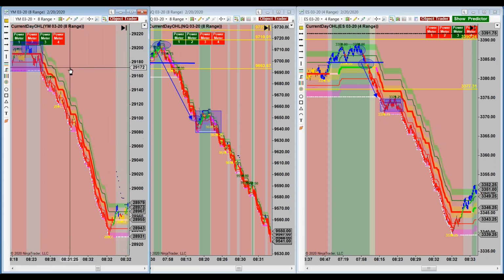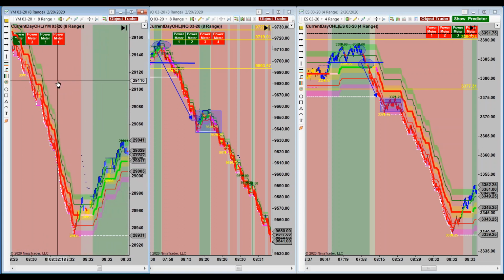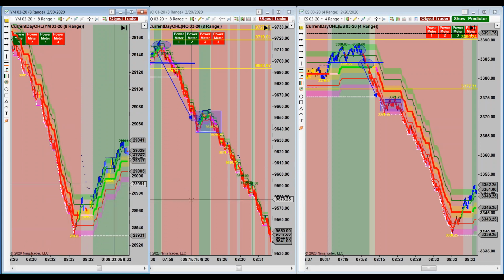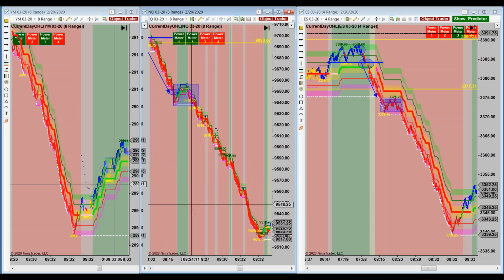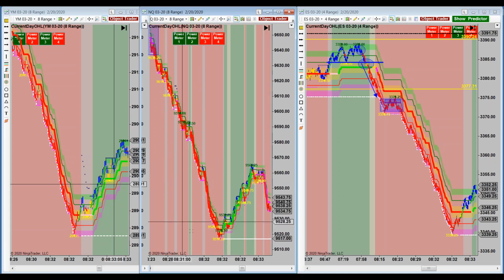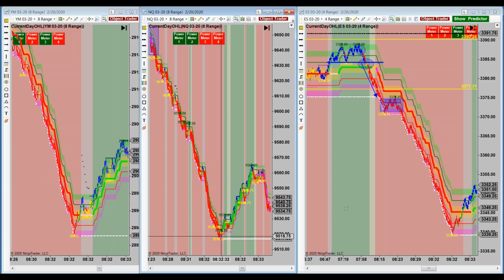Let's see when they all bottomed out. Here you got a V bottom at right around 832. NASDAQ got a V bottom at 832. And ES got a V bottom at 832. So now they're all synced up. And then they ran them back up.